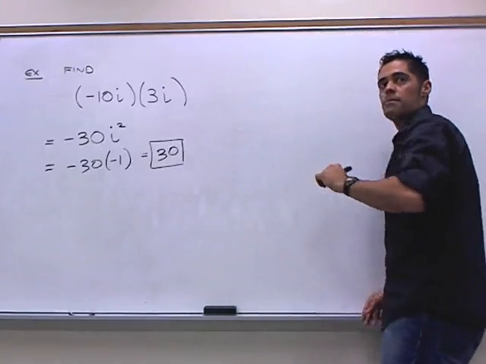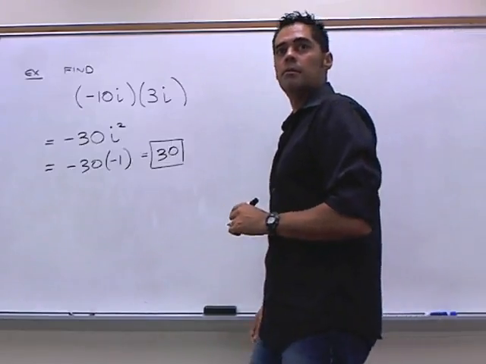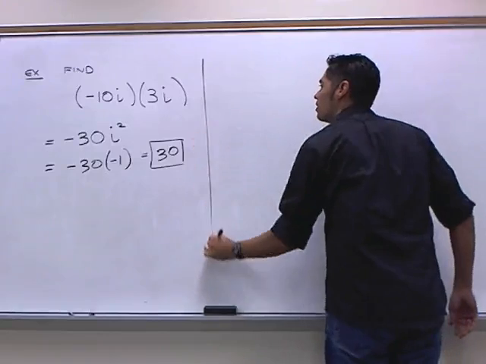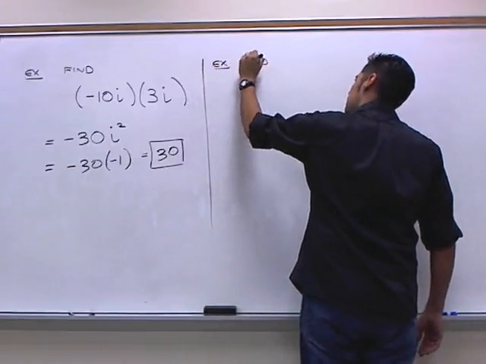That's why it's important to know that i squared is negative 1. That's right. That's how you do it. That's how I got this, right there. And that's what you're going to have to be able to do also. Here's another example. Find what this is.